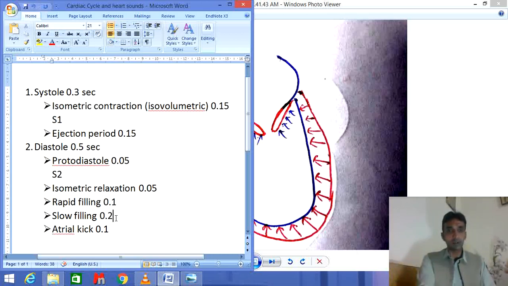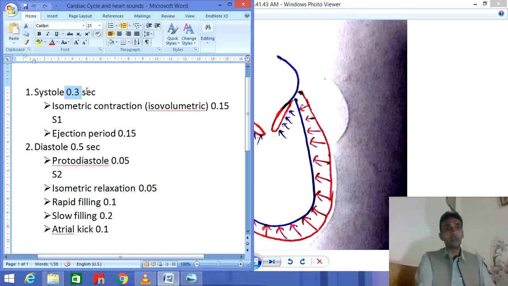Slow filling is a very important and long duration step, that is 0.2 second. This is 0.1 second. All of these make 0.5 second, and 0.5 second plus 0.3 second makes 0.8 second, and these 0.8 seconds are taken by the whole cardiac cycle.